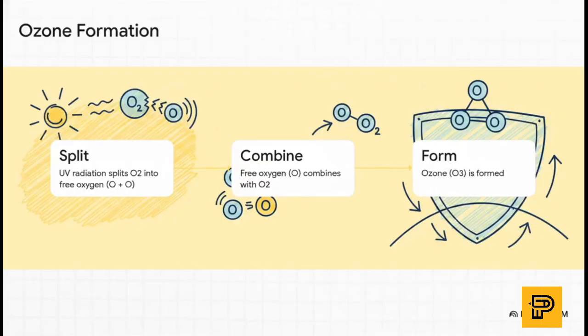Let's break down the invisible chemistry of how our atmospheric shield naturally forms. Step 1. UV radiation splits a standard oxygen molecule into two free oxygen atoms. Step 2. Those highly reactive free atoms combine with other regular O2 molecules. And step 3. Ozone, or O3, is formed. This acts as a vital planet-wide shield, actively absorbing the sun's most harmful UV rays.